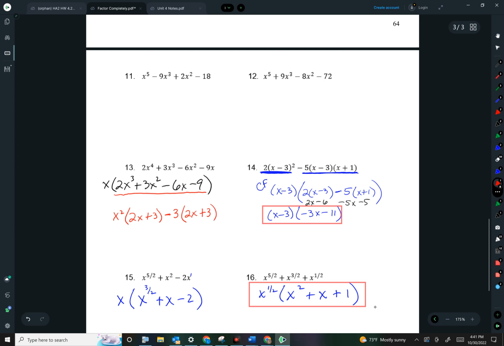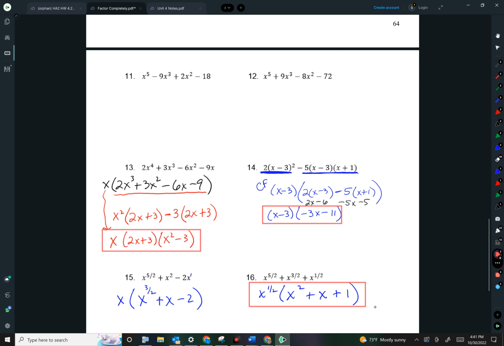Is grouping going to work? It is, because those parentheses are the same, right? So I put the 2x plus 3 out in front, kind of like a common factor. And then what's left is the x squared minus 3. So that's what I get when I did grouping on the 4 terms. Now don't forget, I still have that x out in front. Can I go any further? No. I can't factor 2x plus 3, and I can't factor x squared minus 3. So in this case, I was able to do a common factor, and then I was able to do a grouping.